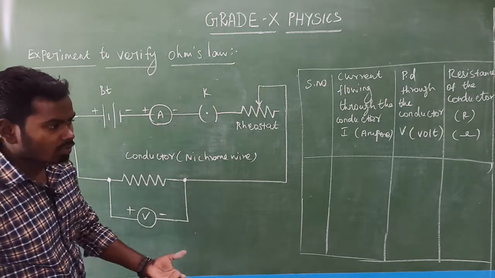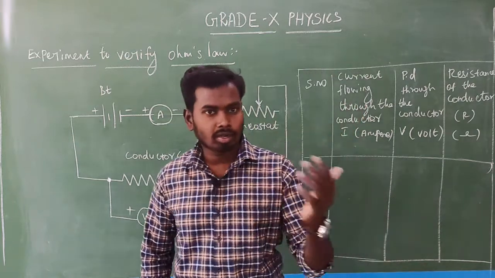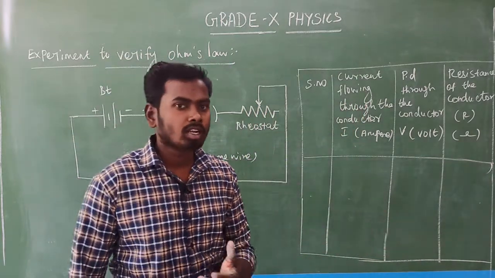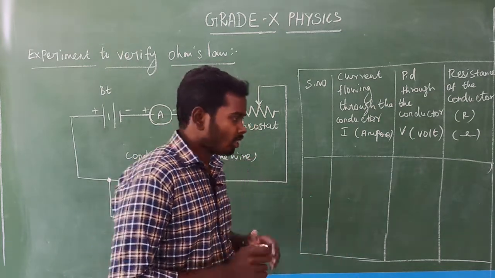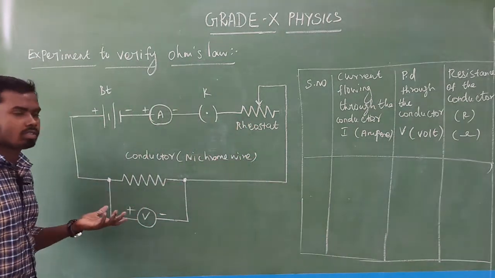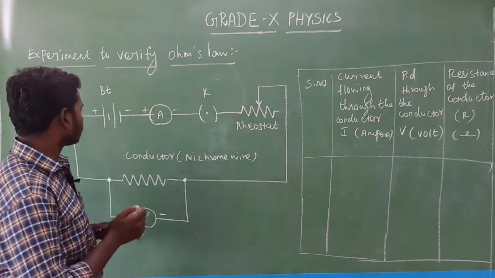So already theoretically we know what is Ohm's law. At constant temperature, the current flowing through a conductor is directly proportional to the potential difference across the two terminals of the conductor. Already we know very well. Experimentally, how can we prove that, sir? Look at here.